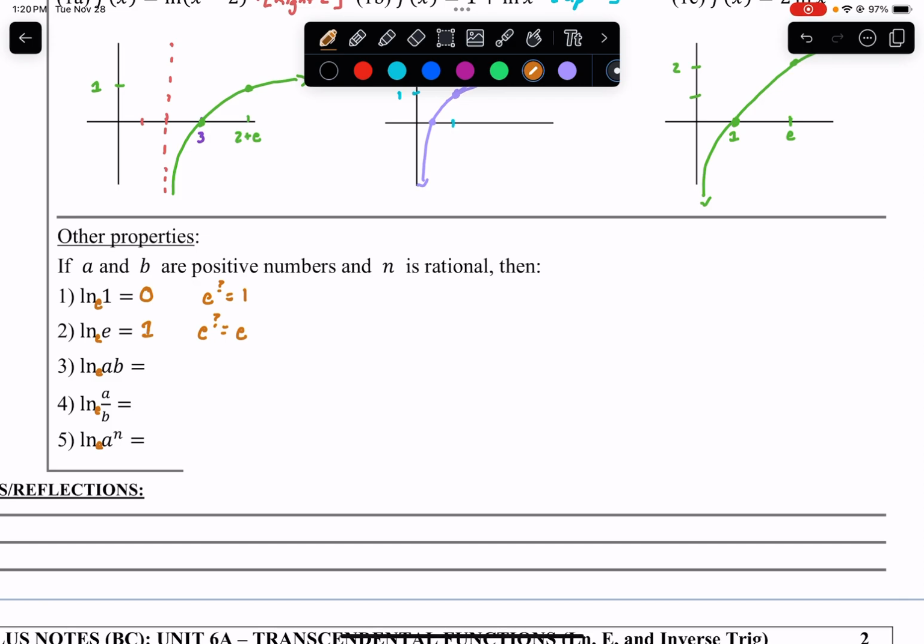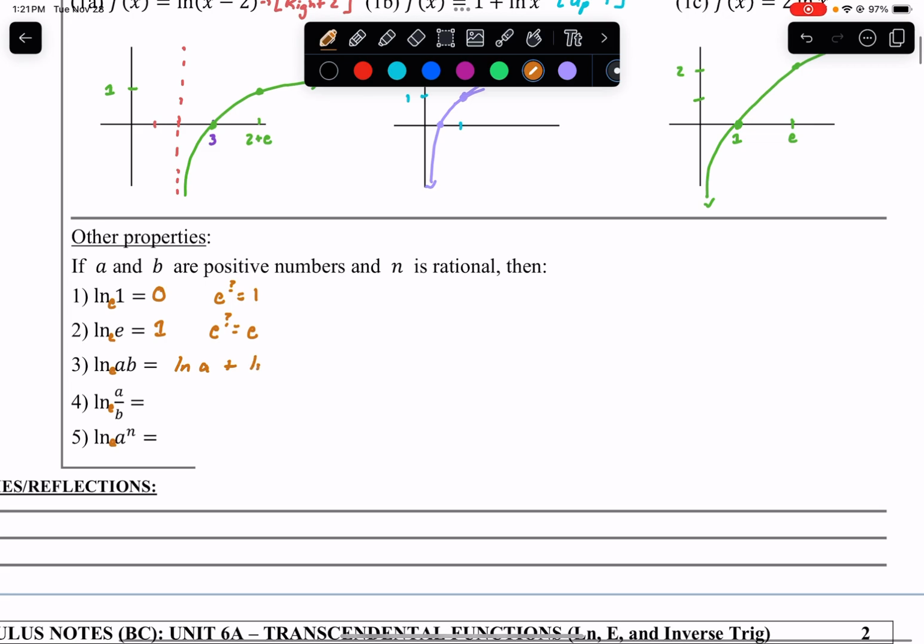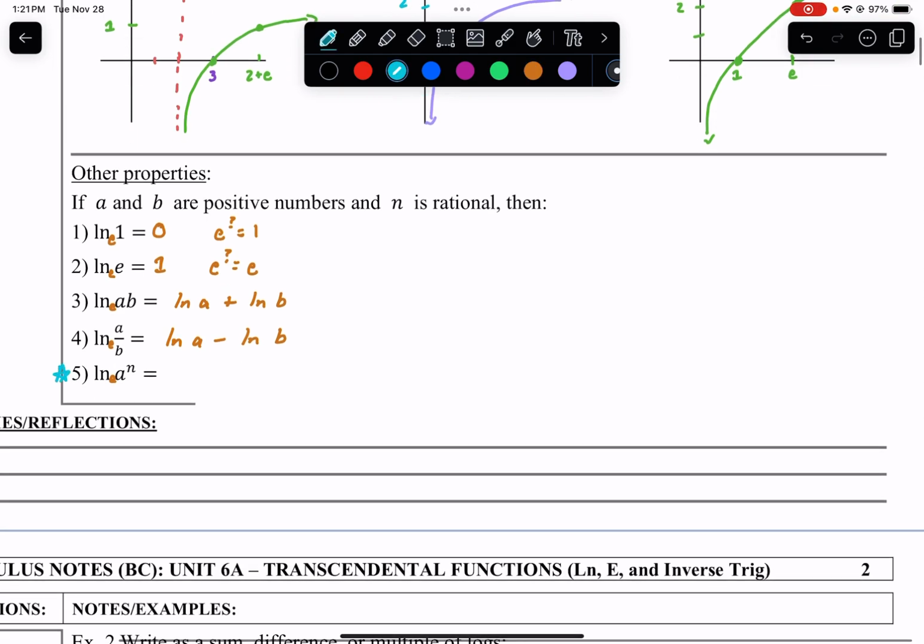And then we have some multiplication and power properties. If you are multiplying two terms together inside one logarithm, that can actually be broken apart into addition as ln of a plus ln of b. And division can be broken apart into subtraction, ln of a minus ln of b. Now this one is pretty important. We see this one quite a bit. So if you have a power here, that can actually be moved to the front and treated as multiplication.